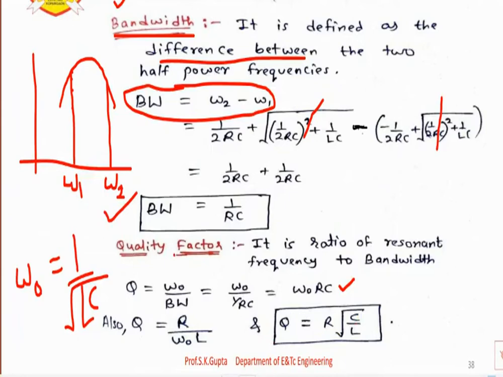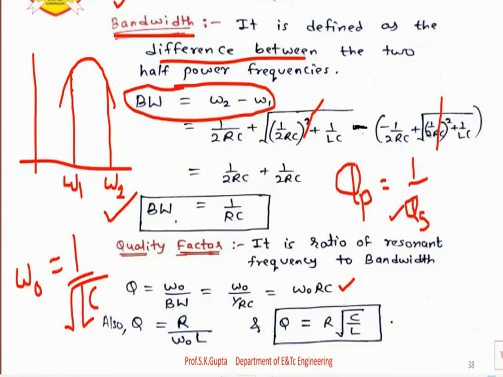Instead of remembering the quality factor for parallel RLC circuit separately, because if you try to remember the formulas for series as well as for parallel, you may get confused, one shortcut is there: the quality factor of parallel RLC circuit is 1 upon the quality factor of series RLC circuit. So just remember the quality factor formula for series RLC circuit. From that you can easily get the quality factor for parallel RLC circuit by taking the reciprocal.